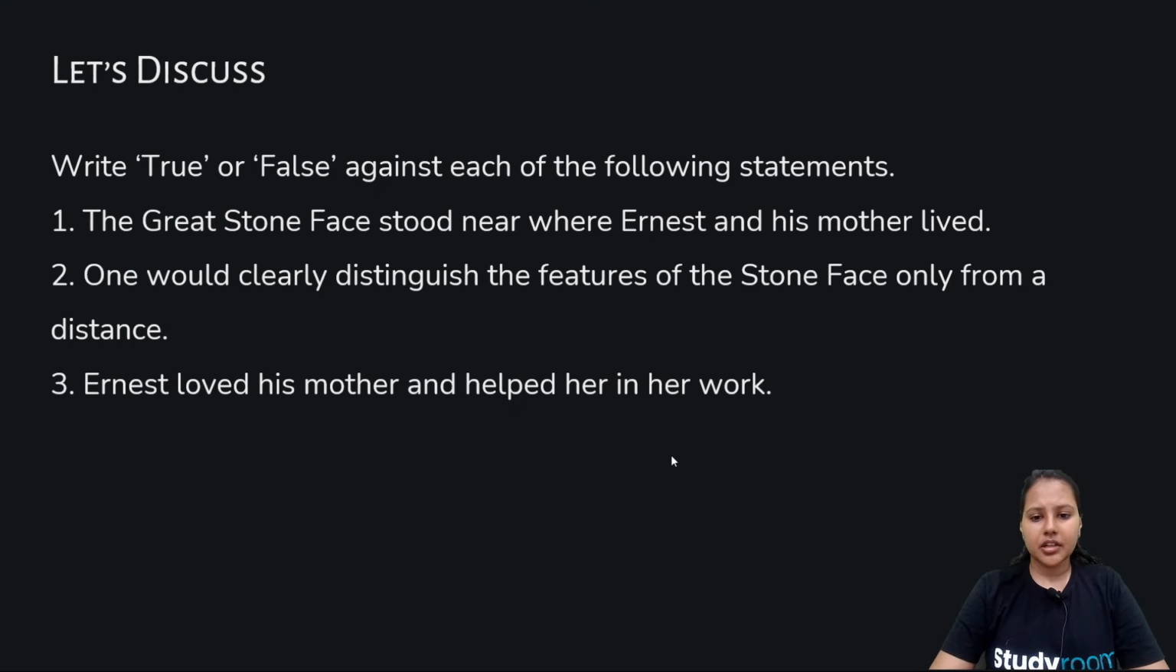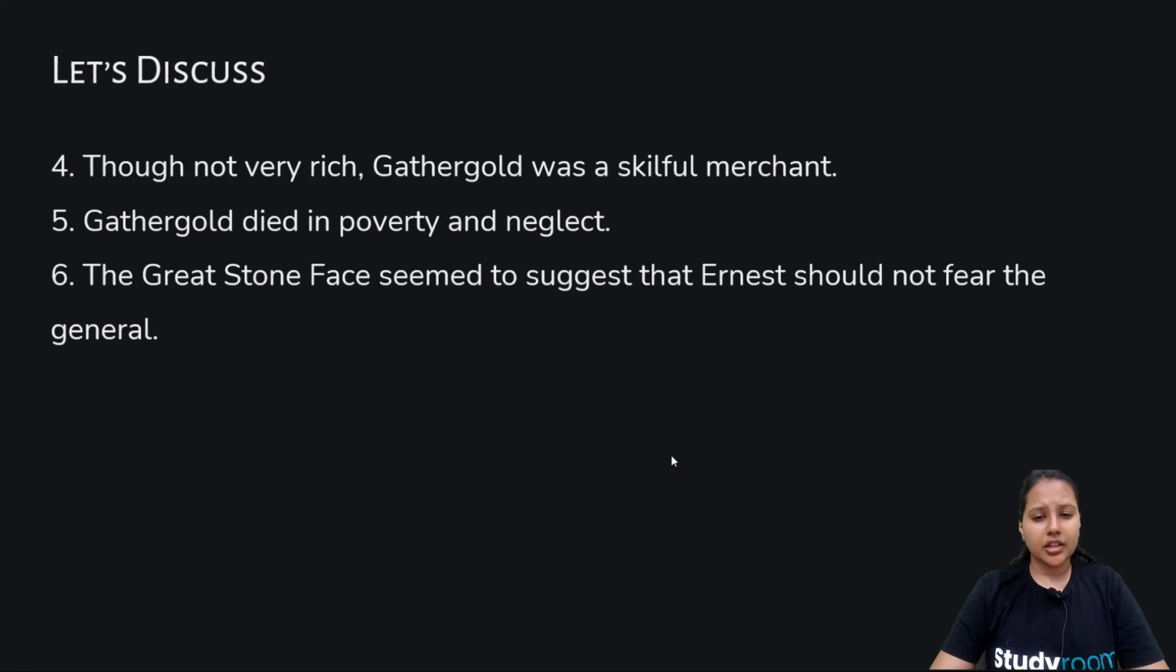Ernest loved his mother and helped her now? Yes, true. Though not very rich, Gathergold was a skill. He was very, very rich. Gathergold died in poverty and neglect? Yes. The great stone face seemed to suggest that Ernest should not fear the general? Yes.